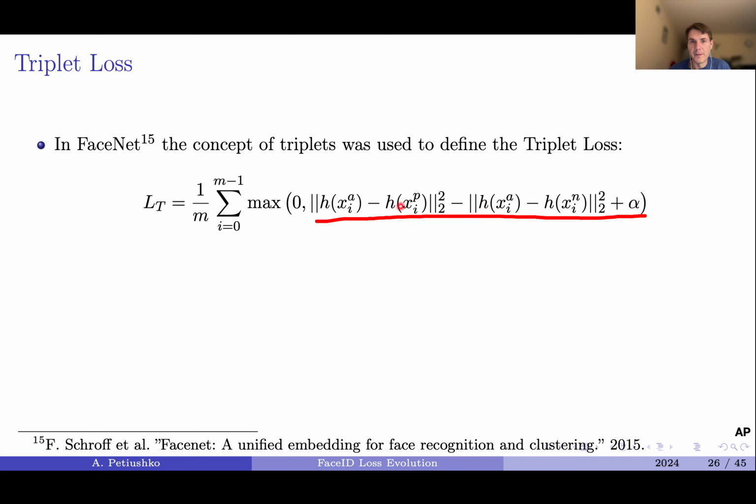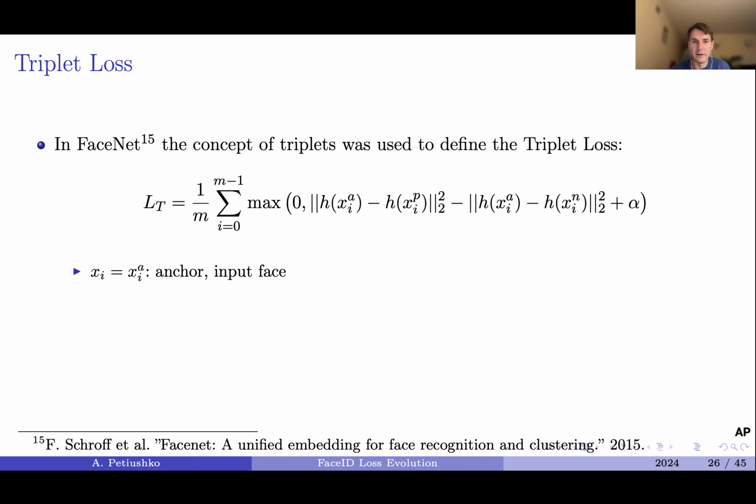the most important thing. So we have anchor, and this is our input. For this anchor, we have a number of images of the same face, of the same person ID. This is what we call positive. And we have a number of images of a different person ID, which we call negative. And what we would like is that the distance between anchor and positive be not just smaller than the distance between anchor and negative, but smaller with some margin alpha.